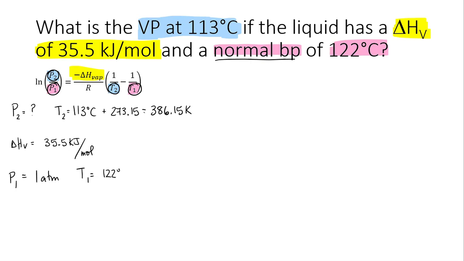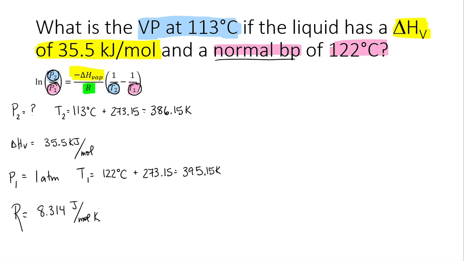And T1 is 122 degrees Celsius plus 273.15, converting it into Kelvin right away. 122 plus 273.15, that's 395.15. Okay. And then that just leaves us with R. We know what R is. R is 8.314 joules per mole Kelvin.